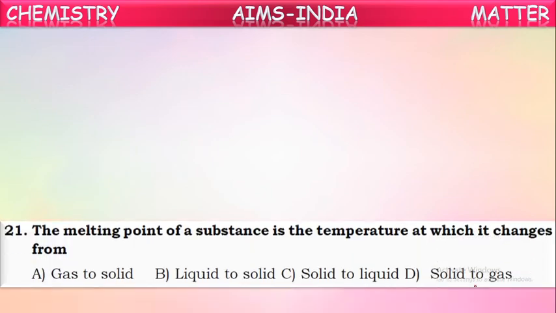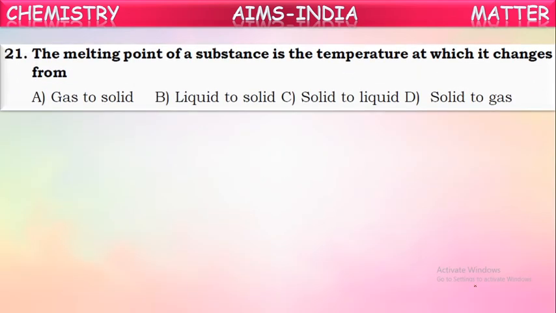Next, the melting point of a substance is the temperature at which it changes from. What is melting first? The conversion of a solid substance into a liquid substance is called melting. This melting occurs at a fixed temperature. So the conversion of a solid substance into a liquid substance at a particular temperature is called melting. The temperature at which a solid converts into liquid state is called the melting point of the substance.